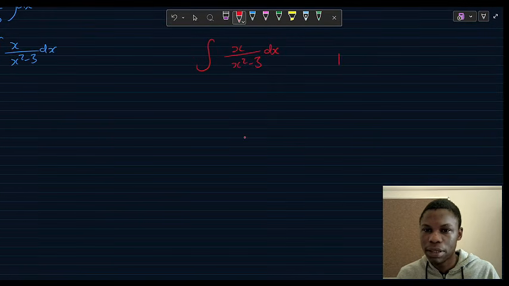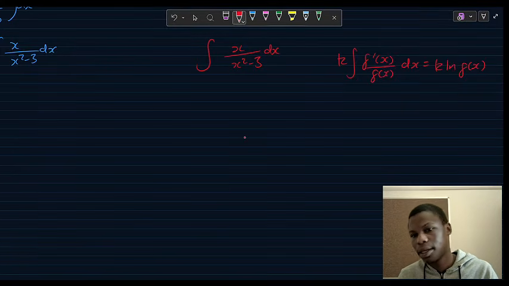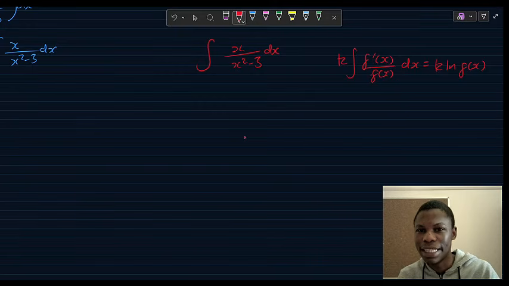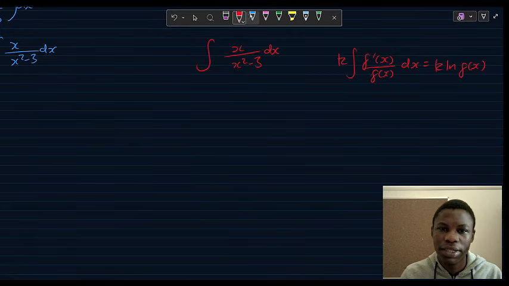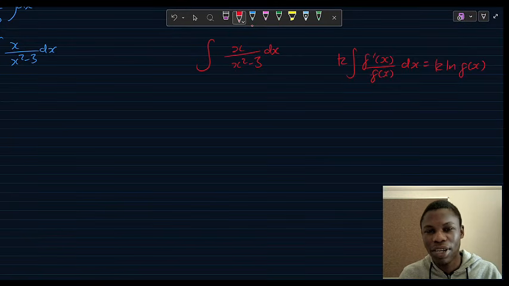The result we want to use is the result k, the integral of f prime of x over f of x with respect to x is equal to k, the natural logarithm of f of x. So what this is saying is that if I differentiate my denominator and find that my numerator is the derivative of my denominator multiplied by some constant, then this just integrates to k ln f of x. So in our case, if I differentiate x squared minus 3, I'm going to get a 2x, which is not quite my numerator, but it's close.